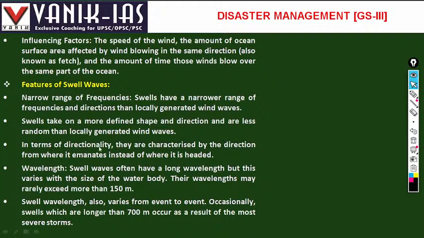In terms of directionality, they are characterized by the direction from where it emanates instead of where it is headed. Wavelength: swell waves often have a long wavelength, but this varies with the size of the water body. Their wavelength may rarely exceed 150 meters. Swell wavelength also varies from event to event. Occasionally, swells longer than 700 meters occur as a result of the most severe storms.